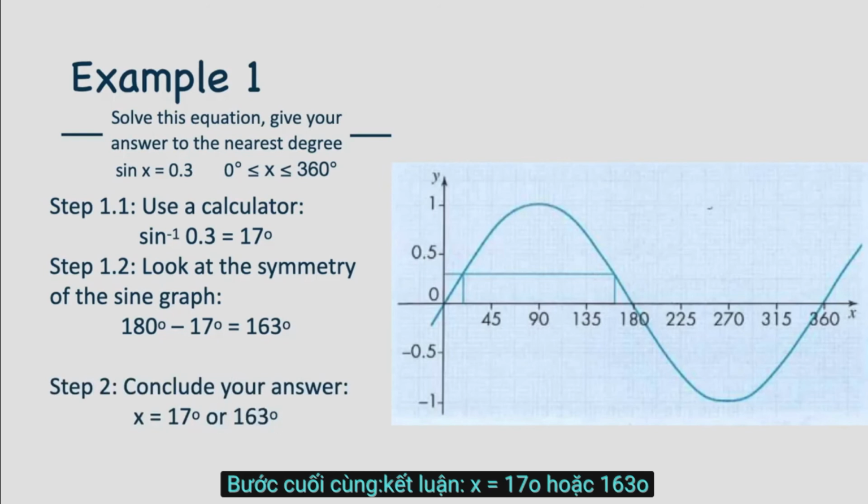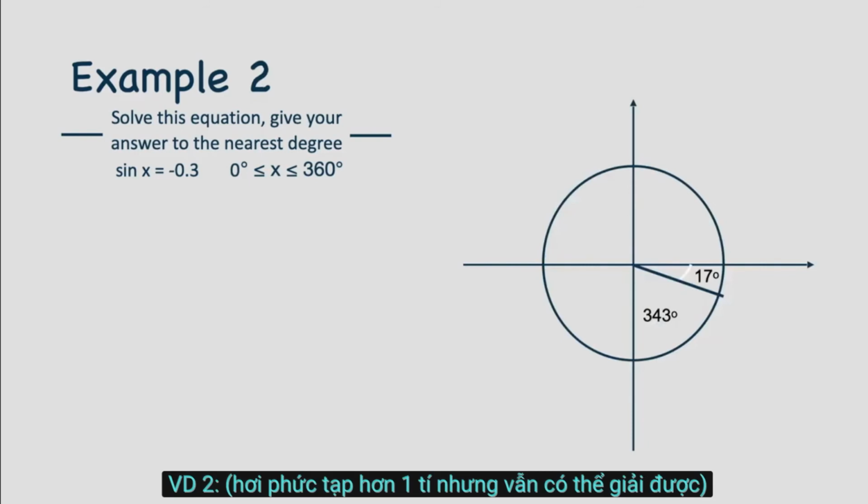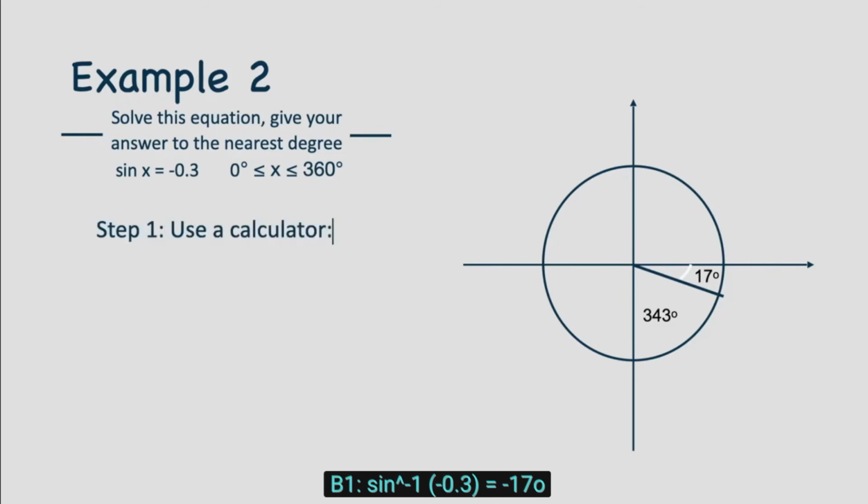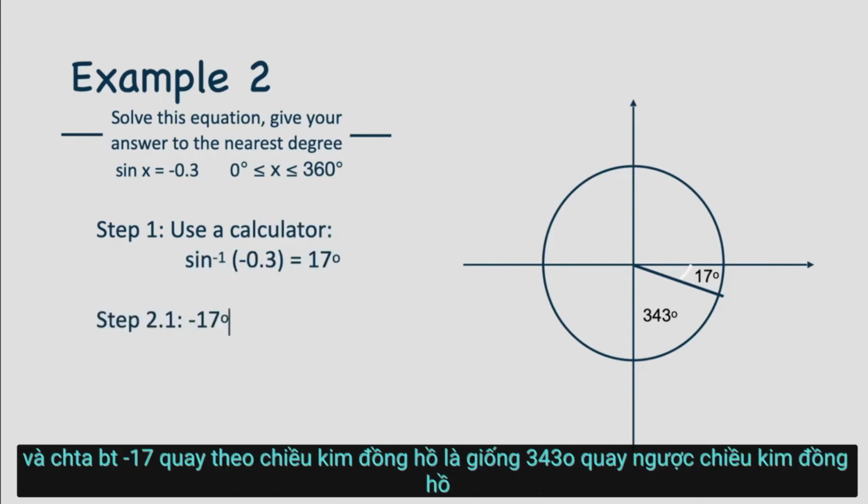Then we have the second example, which is a little bit more complex, but still easy. Sin x equals minus 0.3 with 0 degrees smaller than x smaller than 360 degrees. Using a calculator, you will find inverse sine of minus 0.3 equals minus 17 degrees. And we know that minus 17 degrees is a clockwise turn of 17 degrees. It is the same as an anti-clockwise turn of 343 degrees. So one answer is 343 degrees.